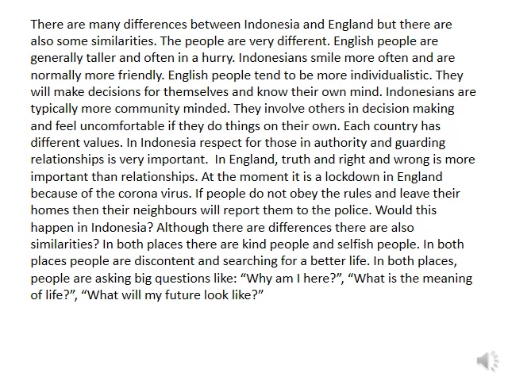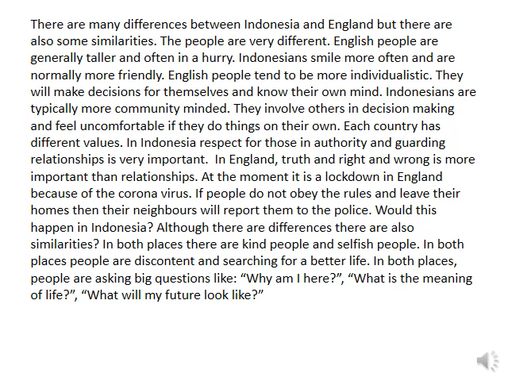The people are very different. English people are generally taller and often in a hurry. Indonesians smile more often and are normally more friendly. English people tend to be more individualistic. They will make decisions for themselves and know their own mind. Indonesians are typically more community-minded. They involve others in decision-making and feel uncomfortable if they do things on their own.